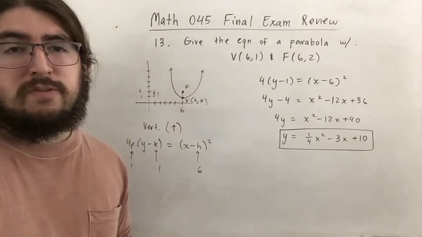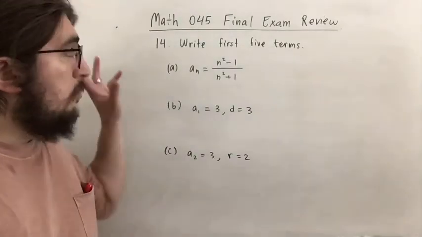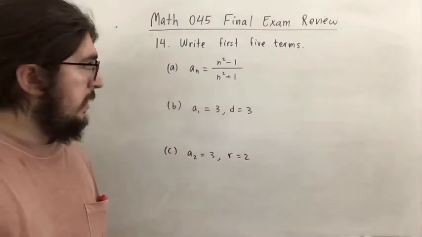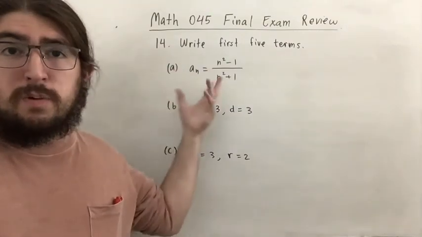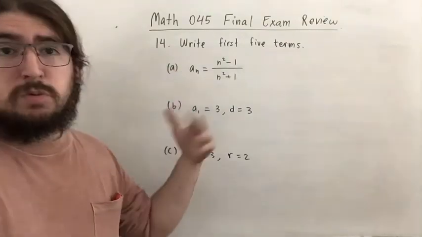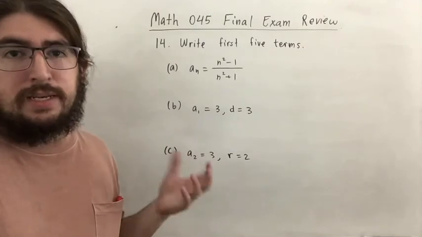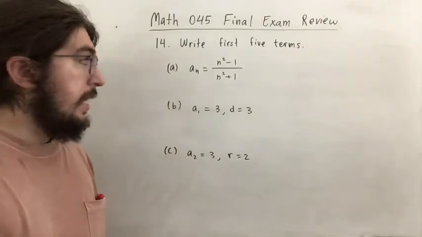Now let's move on to number 14. Okay, so here we're asked to write the first 5 terms of these sequences. A is, I think, pretty straightforward. We're given a general term, so we just plug in n equals 1, 2, 3, 4, and 5, and see what we get as the terms, and that'll be it.